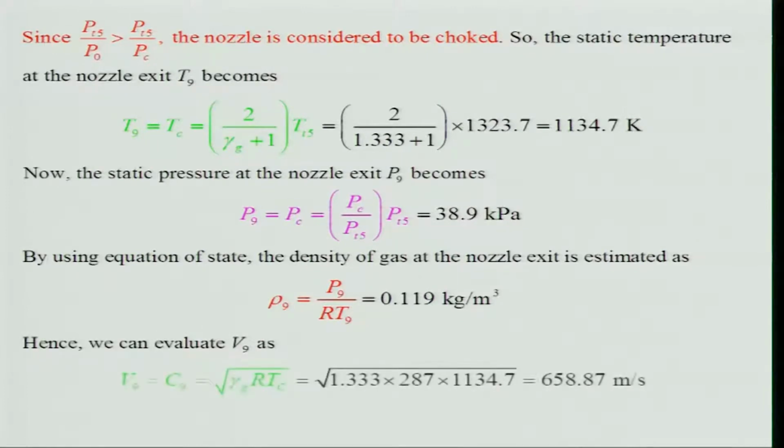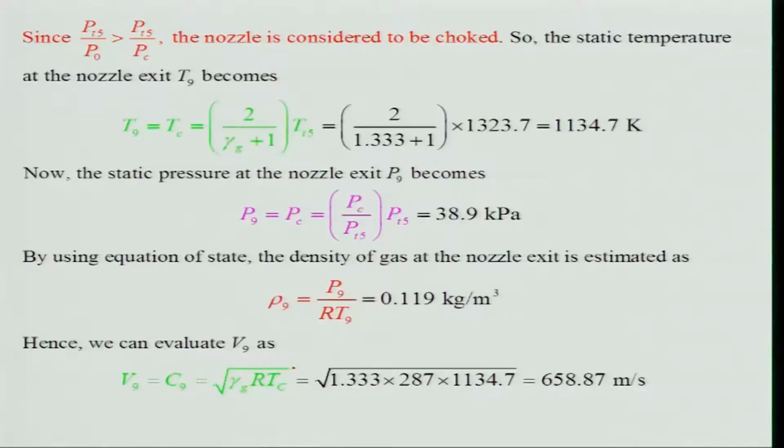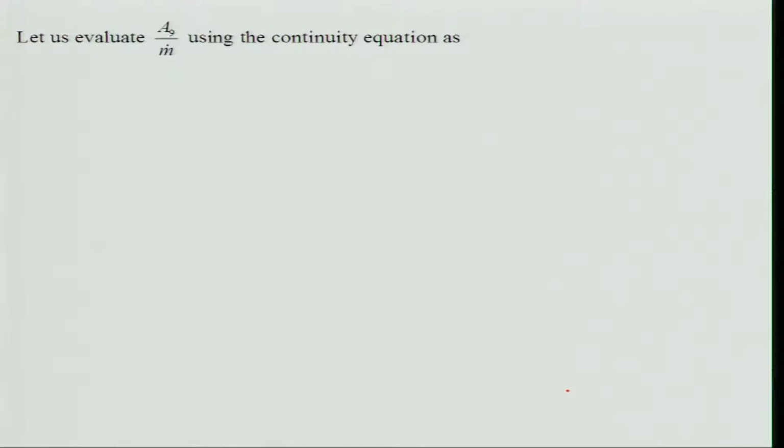So, we can evaluate V9, which is nothing but root over gamma g R Tc. It is independent of the upstream, because the Mach number is equal to 1. You know the speed of sound, so you can write down very easily root over gamma R Tc. You need not use the expression I wrote in the beginning; you should keep that in mind. It happens to be 658.87 meters per second.